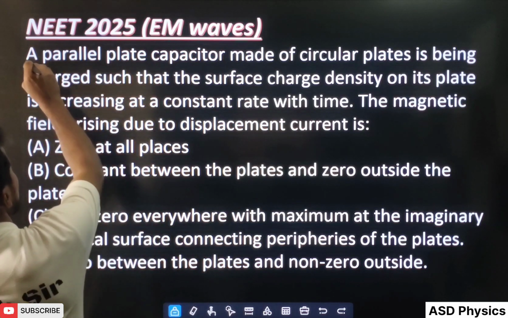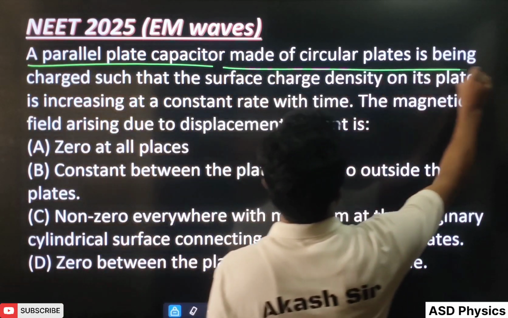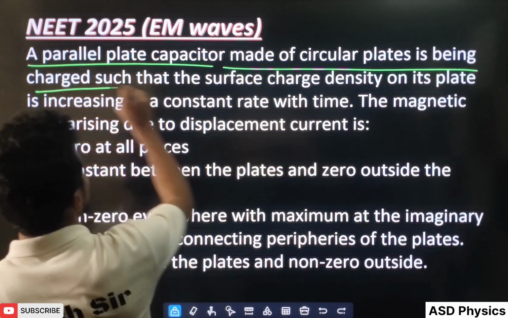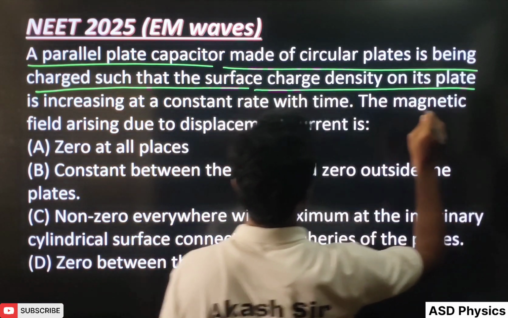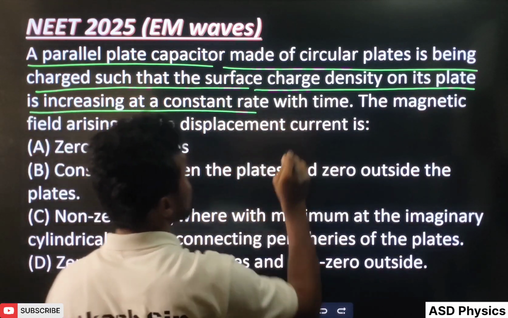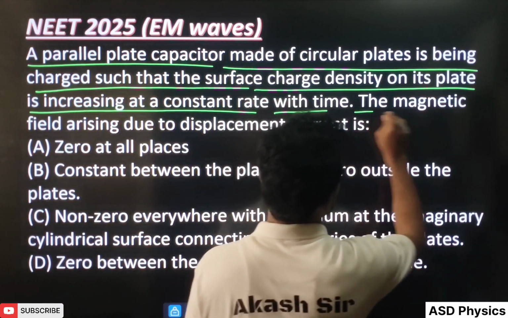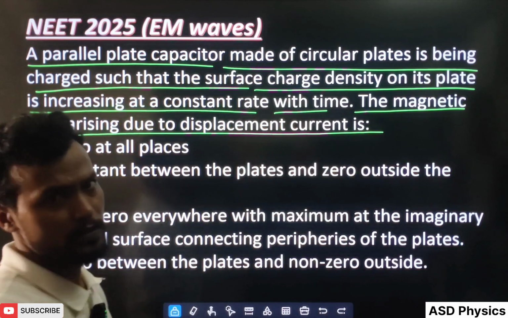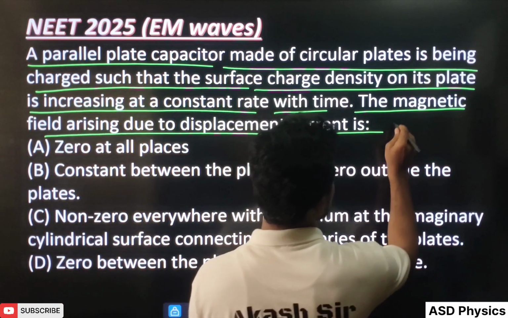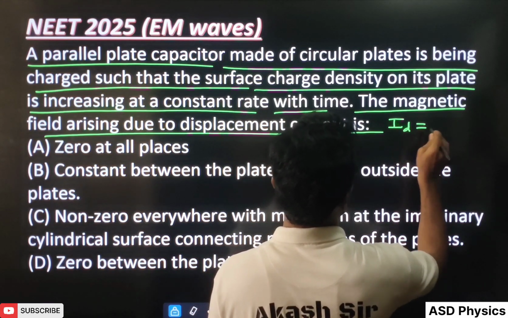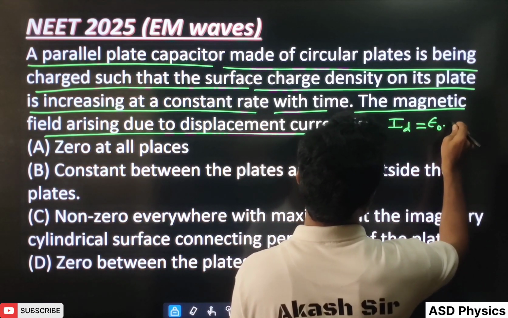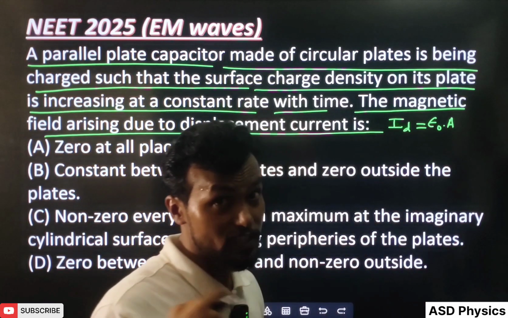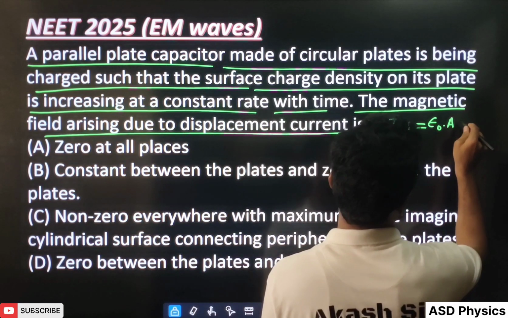So see, a parallel plate capacitor made of circular plates is being charged such that the surface charge density on its plates is increasing at a constant rate with time. The magnetic field arising due to displacement current is how much here? So remember, students, the displacement current ID between the capacitor plates always happens due to change of the electric field by the Ampere-Maxwell law.